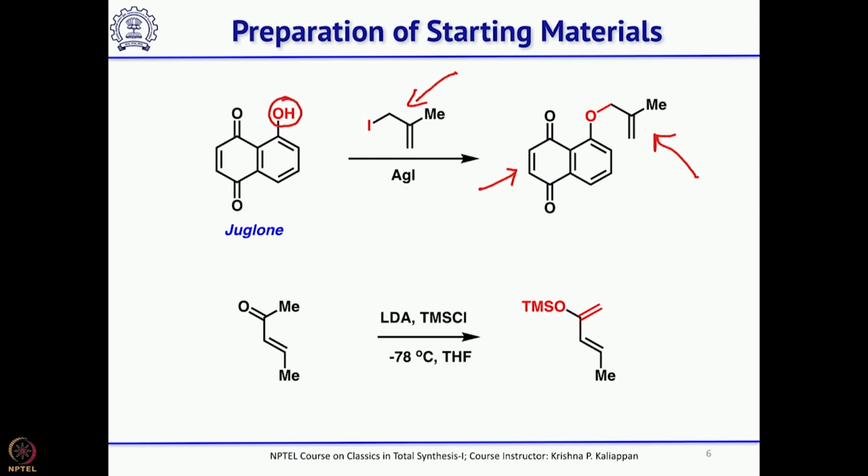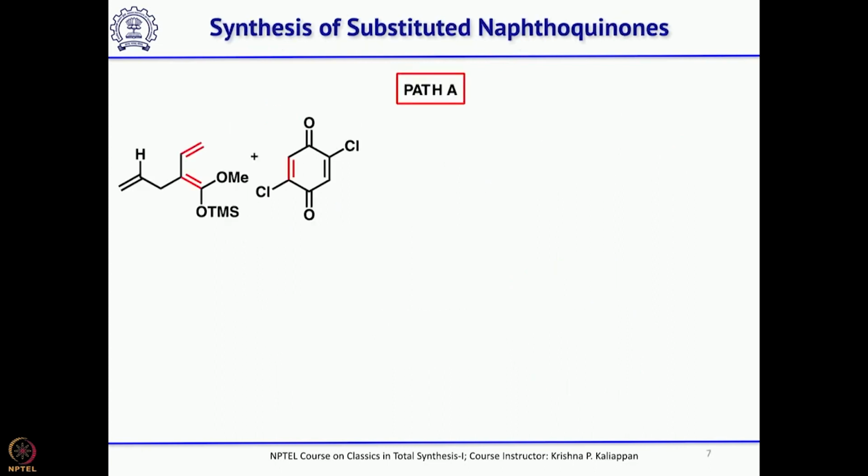The other starting material, that is Danishefsky's diene, was prepared from this enone using LDA and TMS chloride. Now let us see how the Diels-Alder reaction worked. So first he started with this diene which was prepared from methyl crotonate, and Diels-Alder reaction with 2,5-dichlorobenzoquinone.